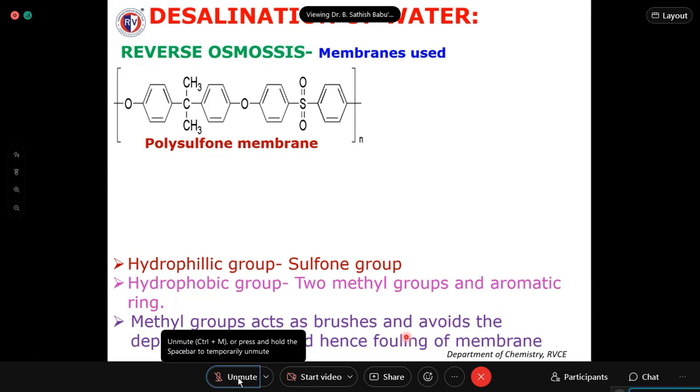Okay. So the role of these methyl groups is they will give some brushing action on the polymeric membrane, because they are rotating. No, they are not in a stationary state. They are rotating always. So they will remove the salts which are present on the polymeric membrane. They will act as a brush. They will give brushing action on the polymeric membrane, right? So therefore this fouling of the membrane will be reduced. The water filtration will be fast.